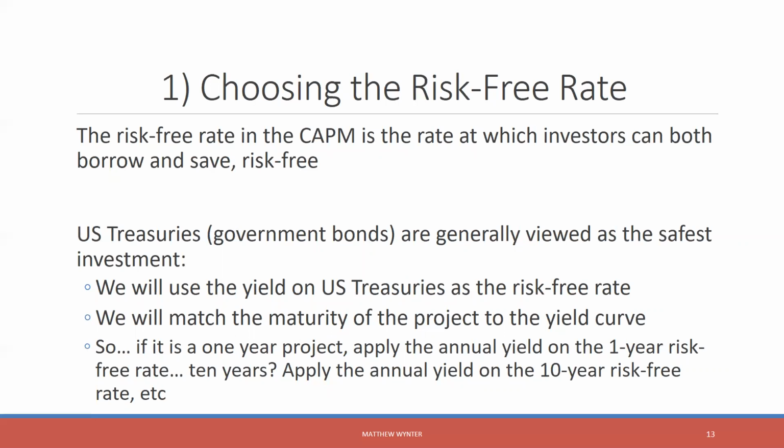So what are we going to do? We'll match the maturity of the project to the yield curve. If it's a 1-year project, we'll apply the annual yield on a 1-year risk-free rate. If it's a 10-year project, we'll apply the annual yield on the 10-year risk-free rate. In practice, oftentimes, when we want to price equities, we think of equities as perpetual because we can take the dividend stream or the potential dividend stream and use that to price the equity. So oftentimes in real life, individuals will use the expected return or the monthly return on a 1-year or 30-year treasury. It all depends on the horizon that we're looking at.